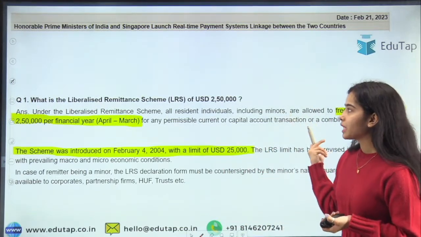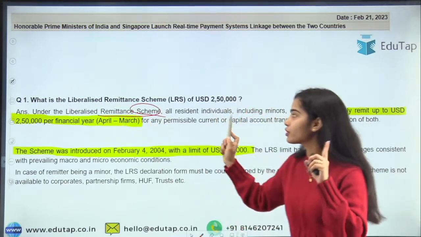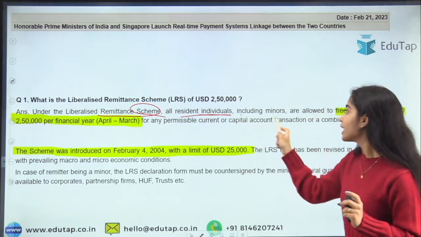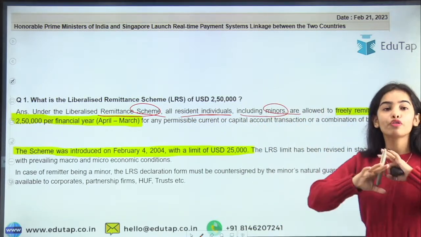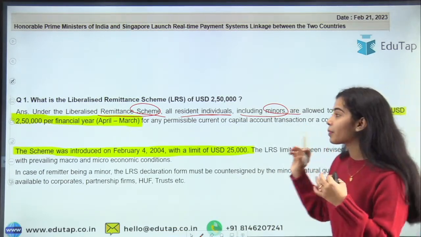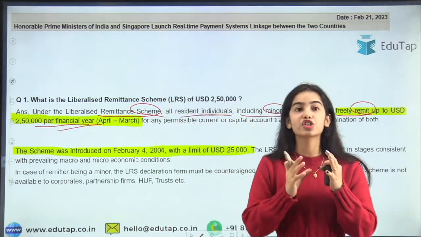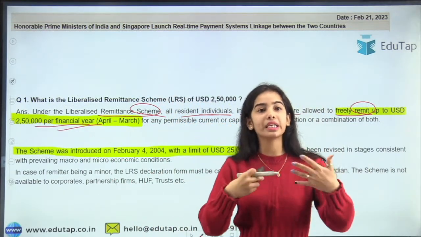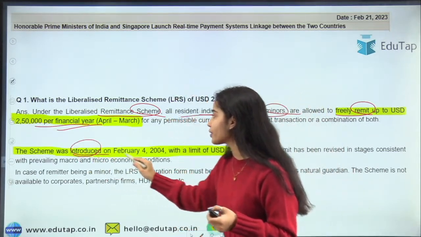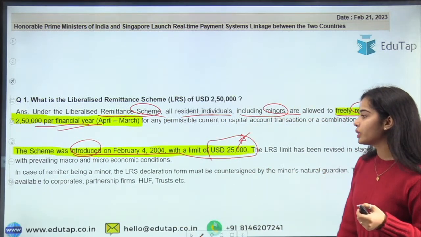The Liberalized Remittance Scheme has a limit. First of all, it is only for individuals, only for resident individuals, including minors. They are allowed to freely remit up to US dollars 2,50,000 per financial year. The scheme was introduced on February 4, 2004 with a limit of USD 25,000 only.